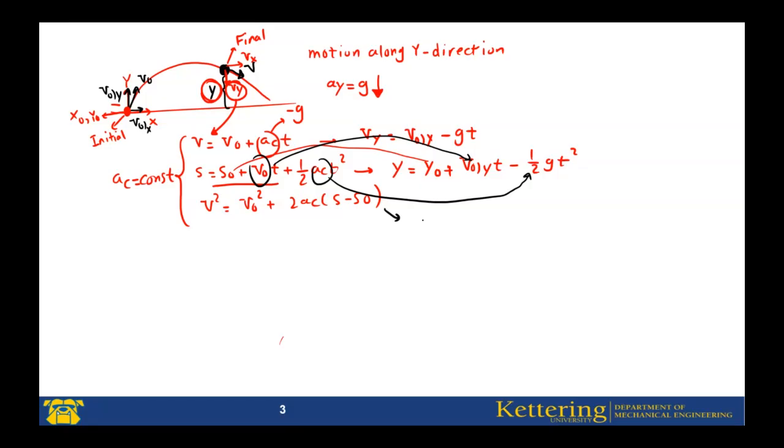Also, from this equation, we can relate Vy with v0y: Vy squared equals v0y squared minus 2g (y minus y0). If you do not have time, but you already have the velocity at this point and the initial velocity, you can find the final height at this point.